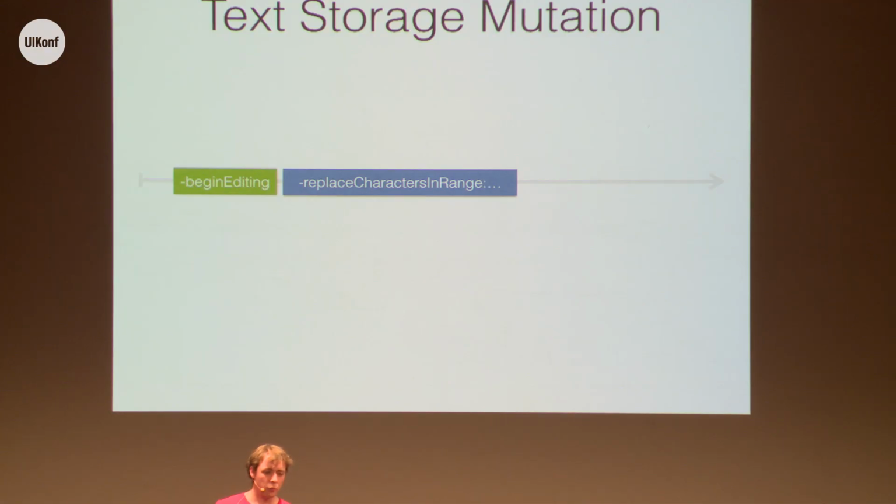So whenever a user comes and hits the A button or the bracket or something on your keyboard, then the text storage gets sent a begin editing message, which just tells you, hey, we will change something. Then change methods like replace characters in range will be called, and after that change, end editing will be called, which says, hey, we're finished with editing.